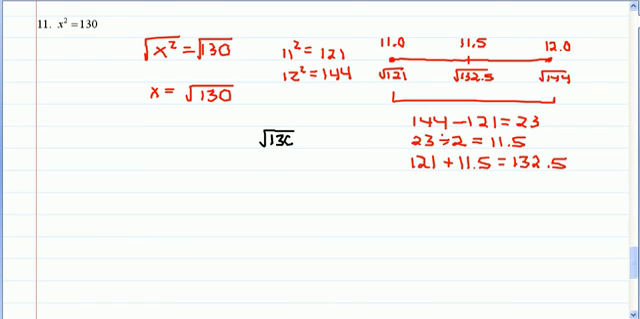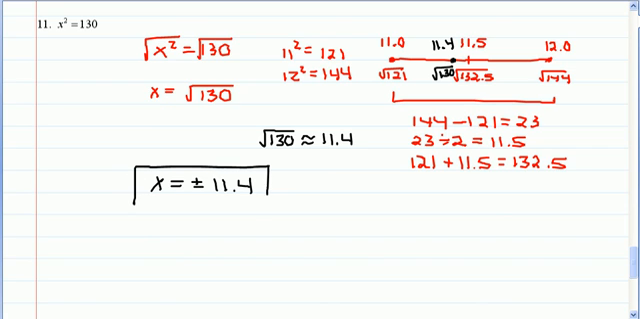So if we are trying to estimate the square root of 130, I would place it right about here and say that it's either about 11.3 or 11.4. So we have x is equal to plus or minus 11.4. So x is equal to plus or minus 11.4. Always include the plus or minus when you're solving an equation.